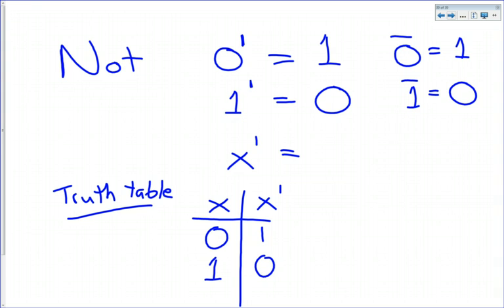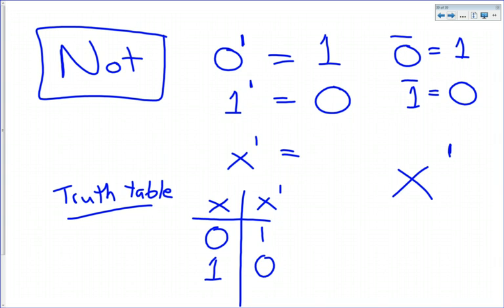That's a truth table for when things are being NOTted. Okay? And the symbol for NOT is prime or an overline. Okay, those are the two symbols you may encounter. Now, the next thing that's used in Boolean algebra is the AND.